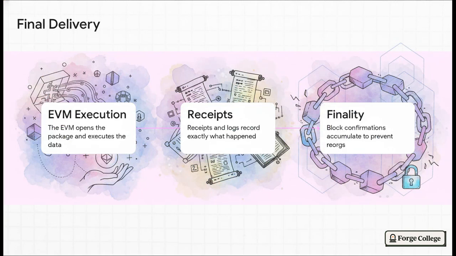Okay, so once a carrier actually picks up your package and includes it in a block, we hit the final delivery steps. Step 1, EVM execution. The EVM actually rips open the package and executes your data. Step 2, receipts and logs are generated, which gives us a permanent record of exactly what went down. And step 3, network finality. Listen, it's incredibly important to remember that inclusion in a block is provisional. Until enough block confirmations accumulate, your delivery could technically still be reorganized.